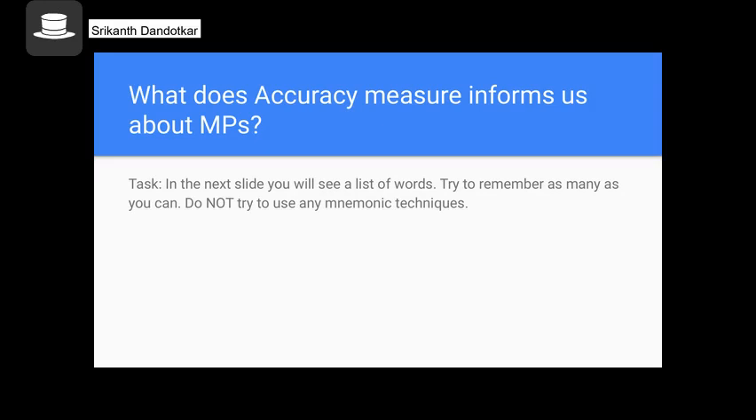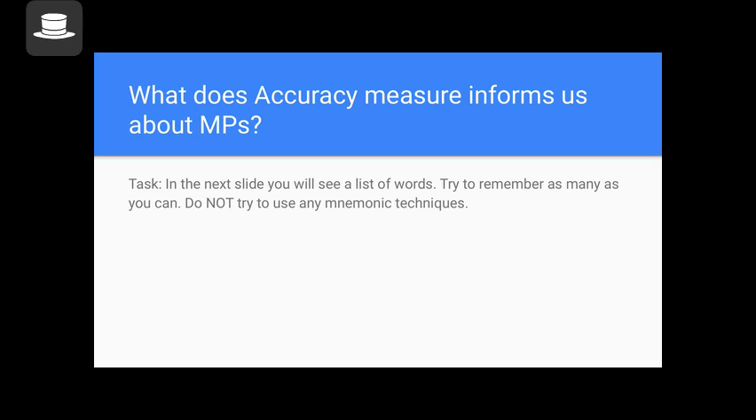Okay, let's see the kind of information you can gather from a measure like accuracy. For this, I want you to do this task. Drop your pen or pencil, book, anything. Just follow these instructions. In the next slide, you'll see a list of words. I want you to try to remember as many words as you can. Please do not use any mnemonics like visuals, pictures, or things like that. Just try to repeat these words in your head, maybe.